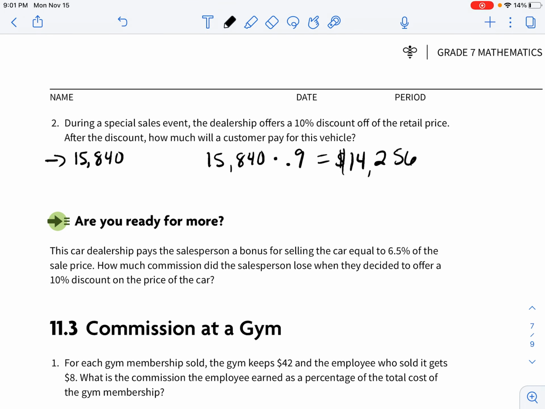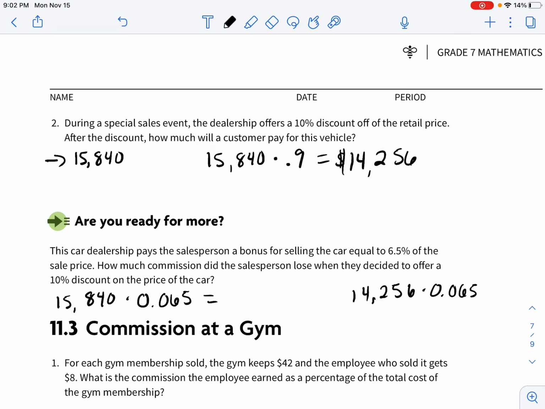Okay, are you ready for more? It says the car dealership pays the salesperson a bonus for selling the car equal to 6.5% of the sale price. How much commission did the salesperson lose when they decided to offer a 10% discount on the price of the car? So we need to find what 6.5% of 840 is. And then we also need to find out what the same percentage is of 14,256. And then we can find the difference.